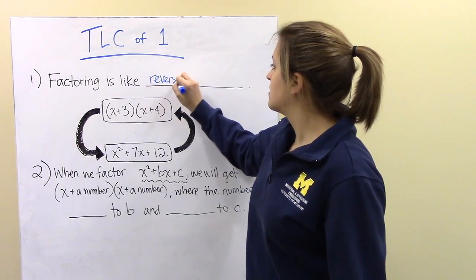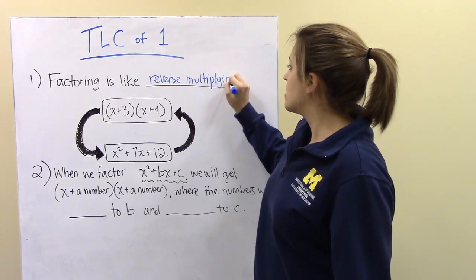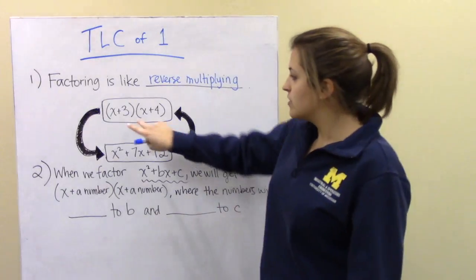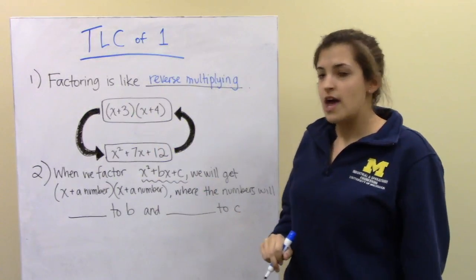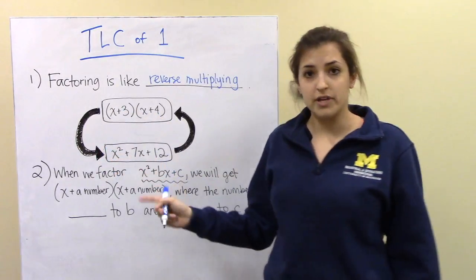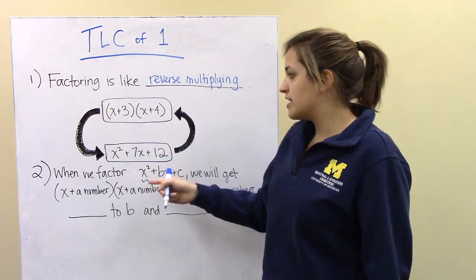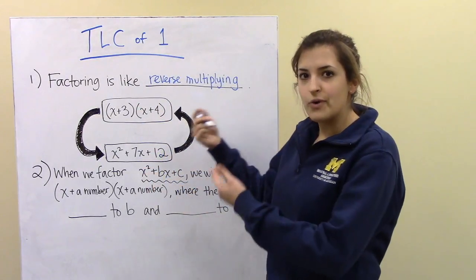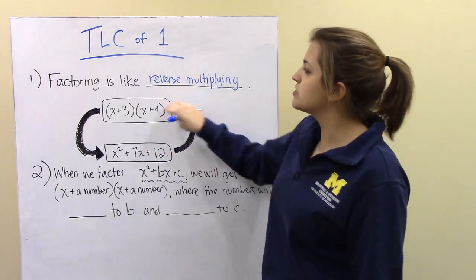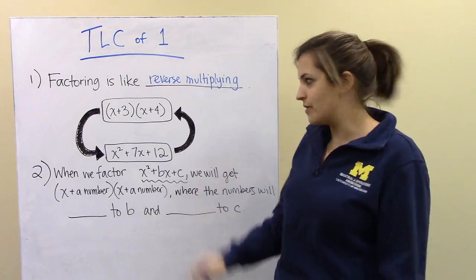Reverse multiplying. So in the last unit, you learned how to FOIL, first, outside, inside, last, with two binomials. And we would FOIL and we'd get something that looked like this. We'd probably get a trinomial or another binomial. But factoring is taking that and going the opposite way. So we're taking this and we're trying to find what it originally looked like, or what it looks like in its factored form. I think that's pretty cool.